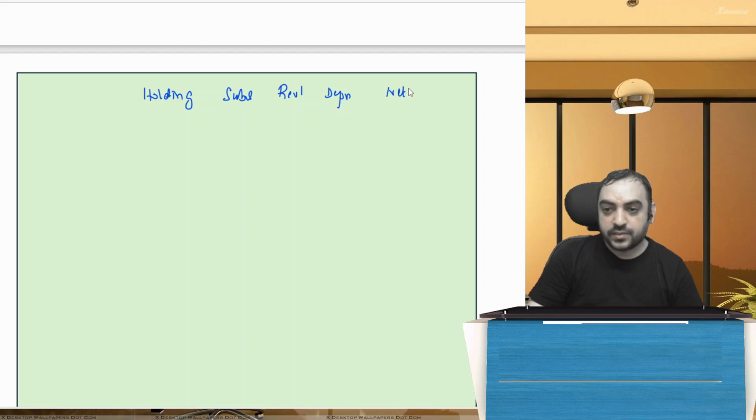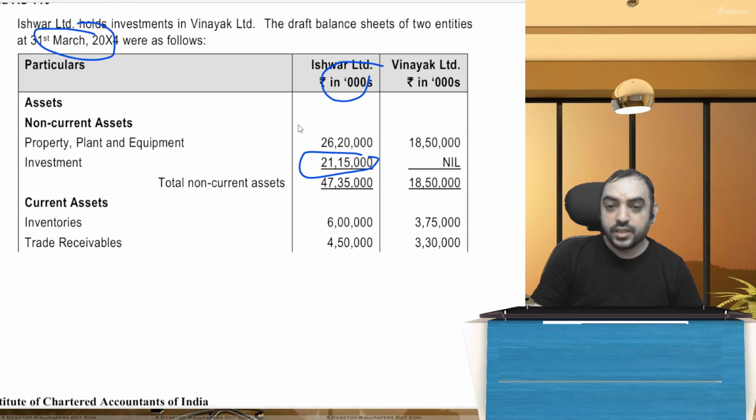Then we get the net basis. So PPE as given in the problem: 26,20,000 and 18,50,000.